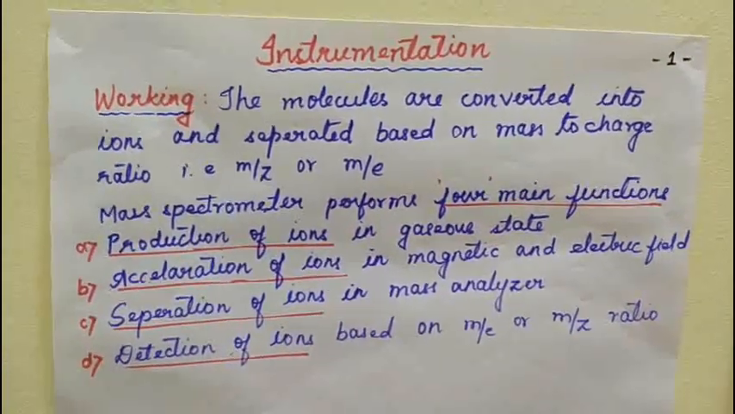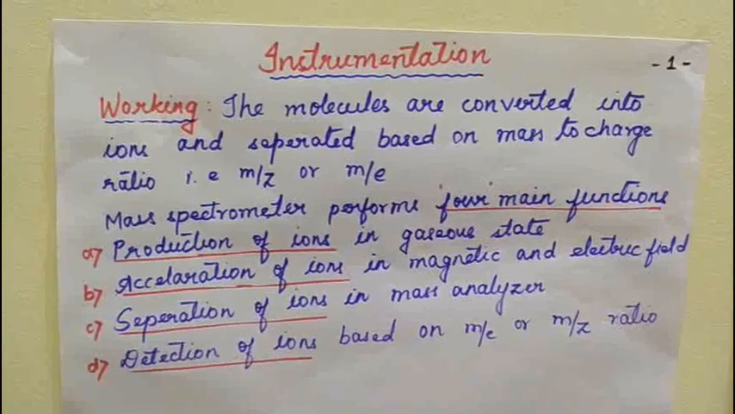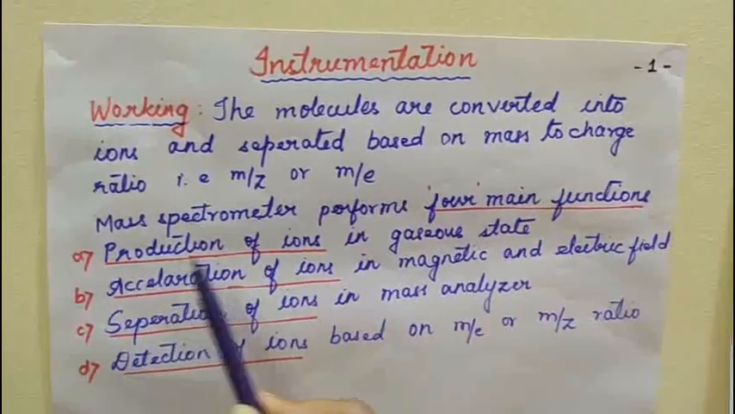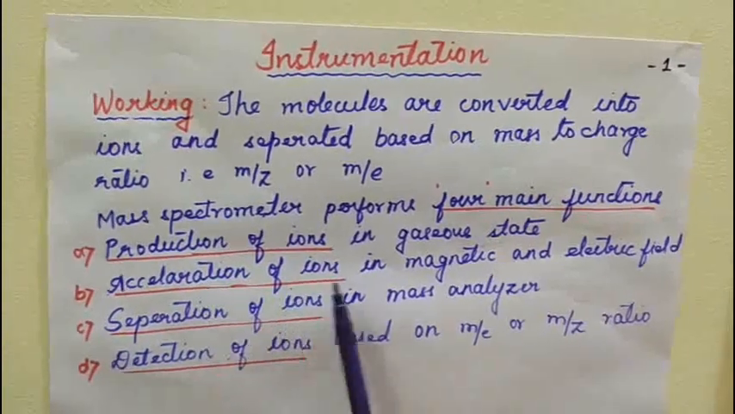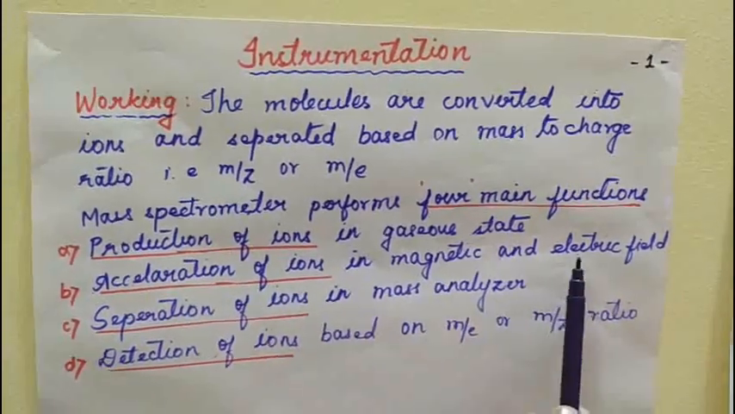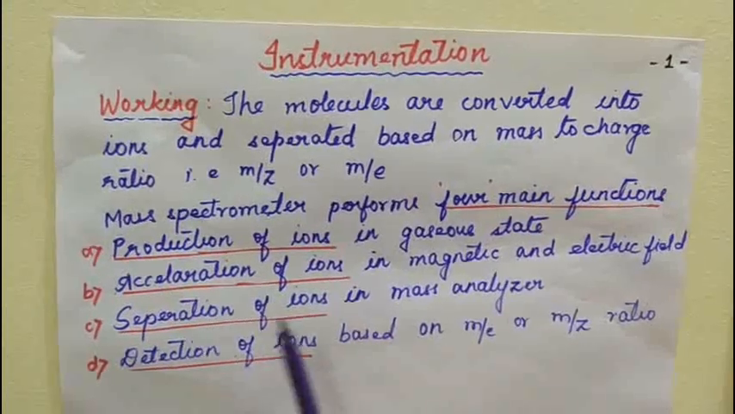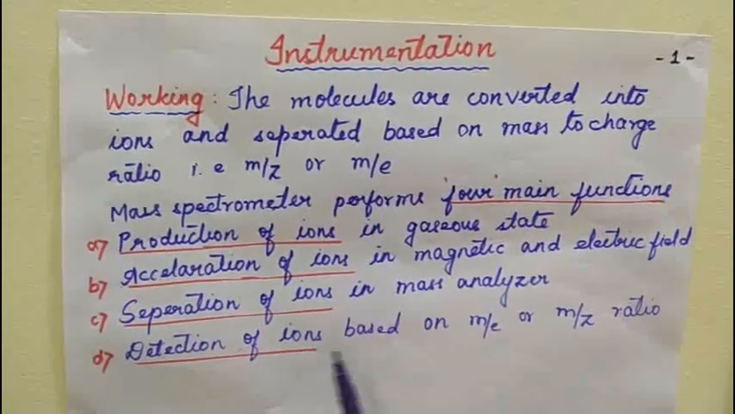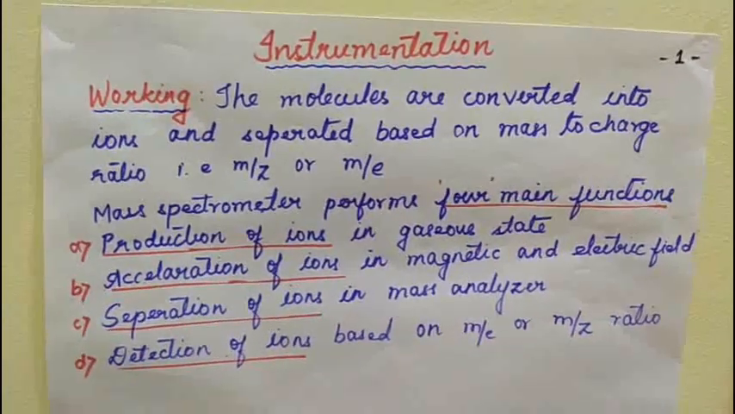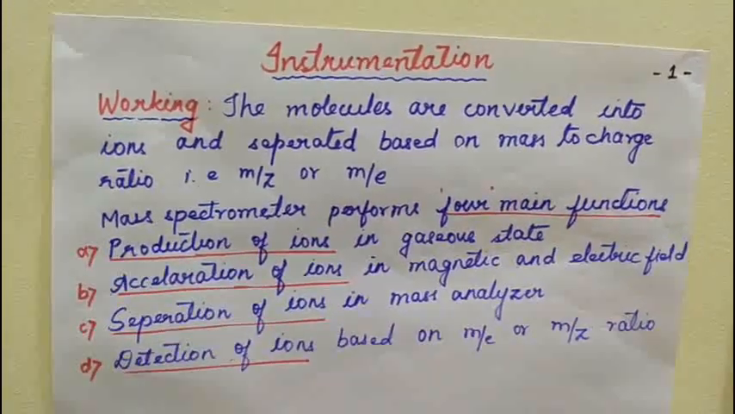A mass spectrometer performs four main functions. The first one is production of ions in the gaseous state, the second one is acceleration of ions in the magnetic and electric field, the third one is separation of ions in the mass analyzer, and the fourth one is detection of ions based on m by e or m by z ratio.